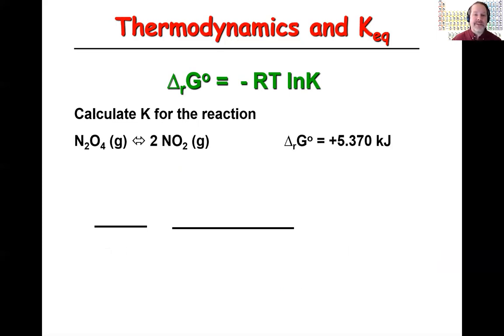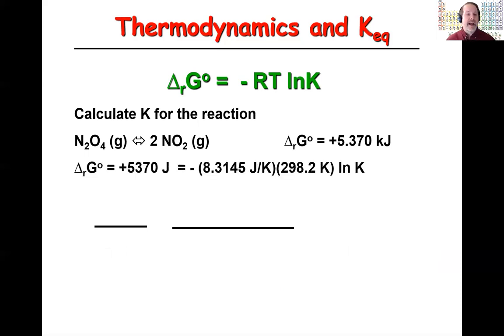So the equilibrium constant for this particular chemical reaction right here, N2O4 as a gas going to make two NO2s, has a delta G of 5.370 kilojoules. Now, in order to solve for the equilibrium constant, I can use our formula, delta G naught is equal to negative RT ln K, and I'm putting in 8.3145, I got at least 5 sig digs there, joules per Kelvin, for my R. Temperature, since it's at standard conditions and no temperature was given, that means 25 degrees Celsius, plus 273 gives me 298.2 Kelvin.